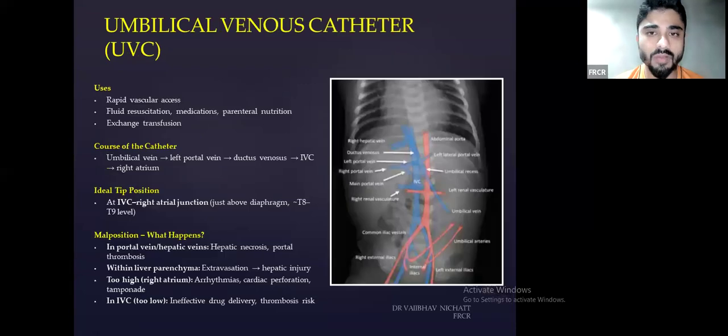Now we'll go to the umbilical venous catheter. In the umbilical cord, there are two umbilical arteries and one umbilical vein. So you have to cannulate the umbilical vein. If the catheter goes into the umbilical vein, then ideally, because of the course of the umbilical vein, the catheter will go straight upwards. It will not go downwards as we have seen in the umbilical arterial catheter. So through the umbilical venous catheter, the catheter will progressively move upward into the left branch of the portal vein, then the ductus venosus, and then to the expected location of the junction of the IVC and right atrium.